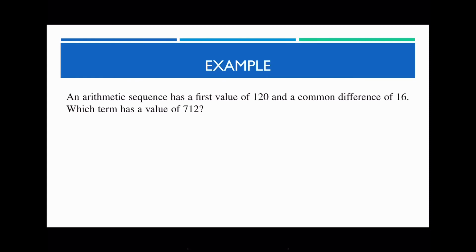In this case, the question reads, an arithmetic sequence has a first value of 120 and a common difference of 16. So d is equal to 16, and you know that your first value is equal to 120. Which term has a value of 712? So in this case, you know whatever this is over here is equal to 712. You're trying to find out the value of n. So all you need to do is use this formula and substitute the values into the formula.